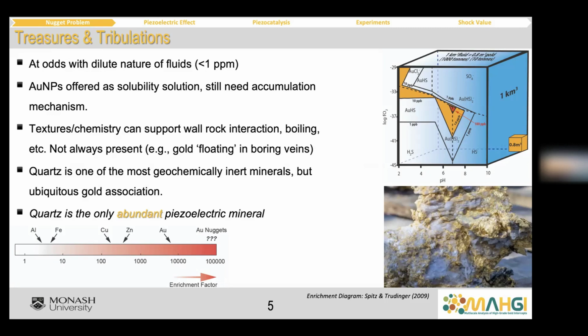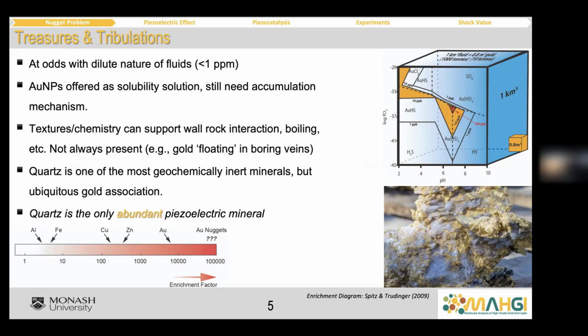But we still need an accumulation mechanism regardless, right? So if you like nanoparticles, it's fine, but now we have to stick them together. We have to build a nugget out of them still. So the textures and chemistry that we see at deposits can support things like wall rock interactions. You could see alteration mineralogy telling you that fluid compositions have changed. You could see things like, let's say bladed calcite or something, telling you there's boiling, there's phase separation. Then we could start talking about mechanisms that make gold form. But it's not always the case.